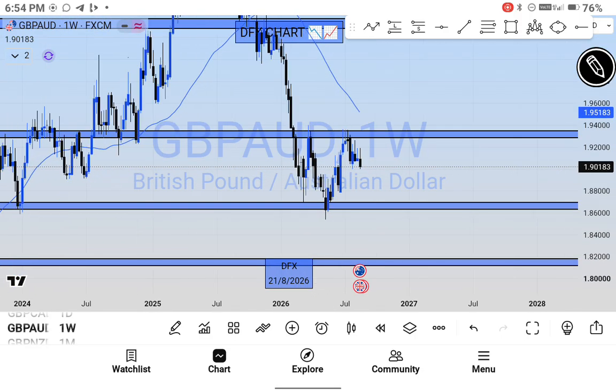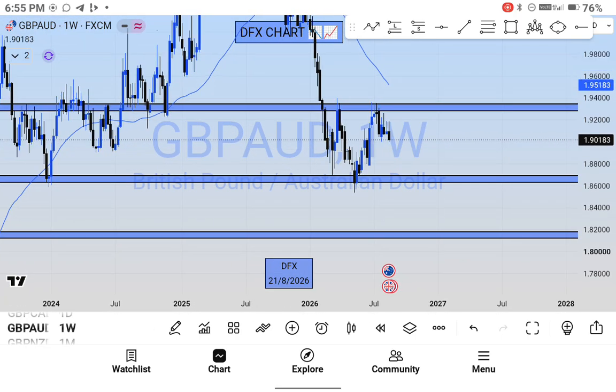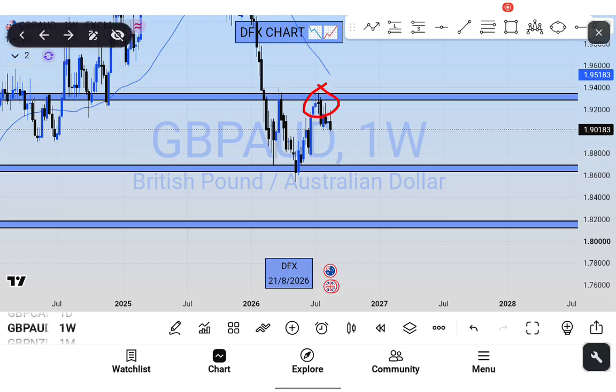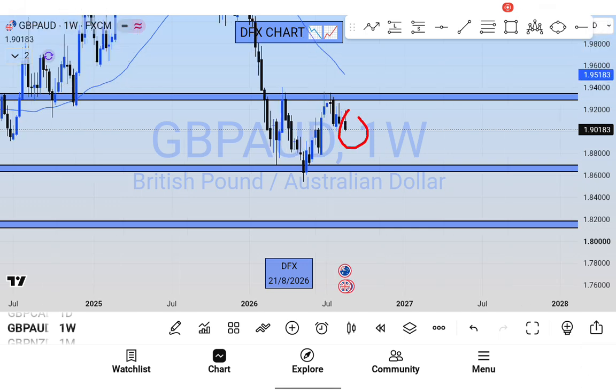So let's reanalyze. Now pounds AUD on a weekly time frame, we have a drop, kind of looking like a range. And if you check the last 5 weekly candle closes, we have this evening star, which signified that the price is going to push to the downside, right? And then the last weekly candle closes as a bearish engulfing candle, right? So the price might go to the downside.